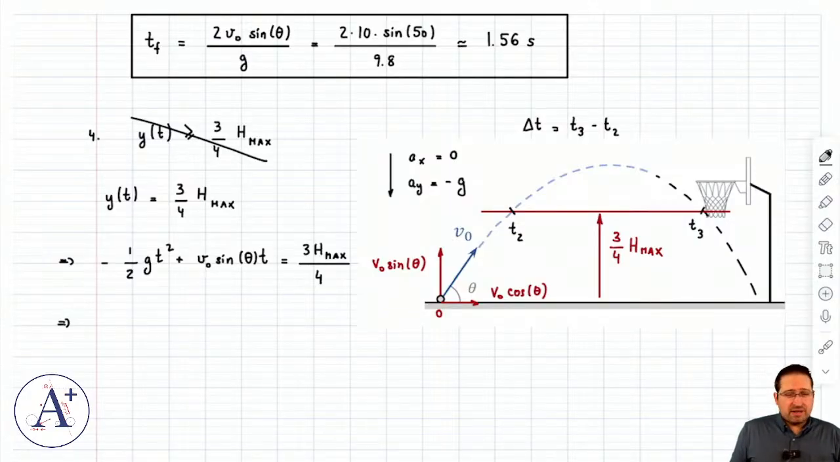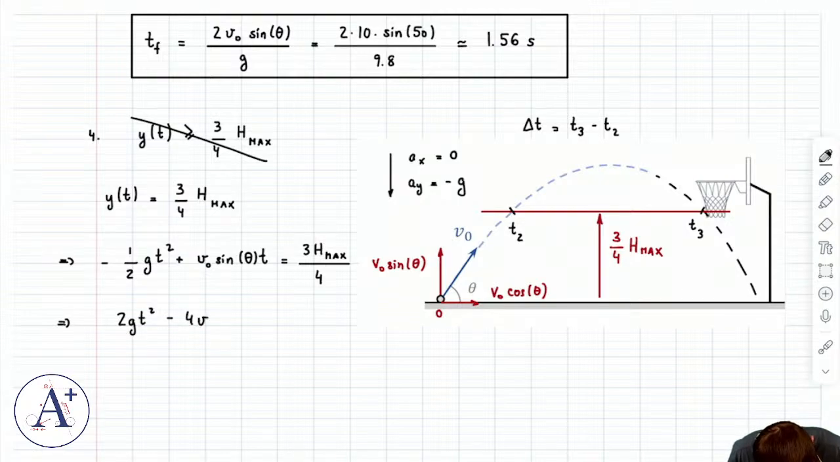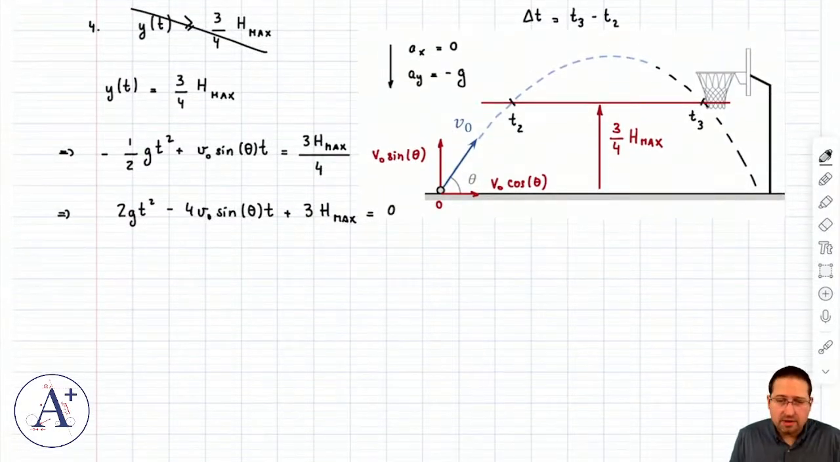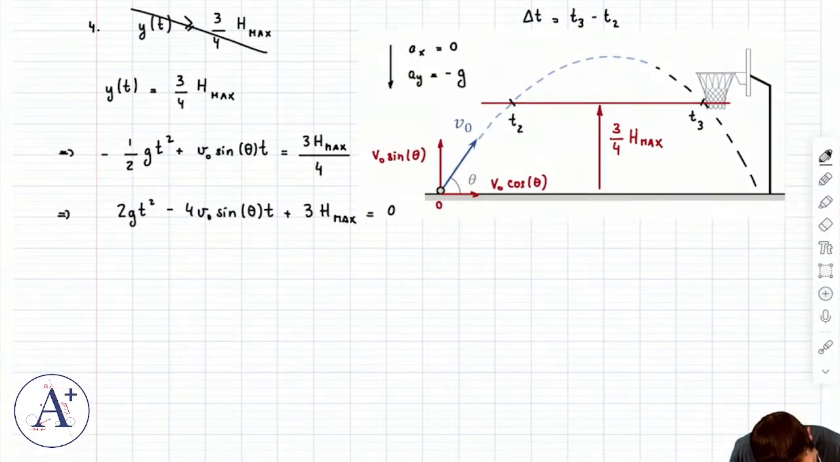Now, I don't like quadratics. I particularly don't like quadratics if there's fractions involved. So let's clean this up. We're going to multiply both sides by 4. That's going to give us 2g t squared minus 4 v0 sine theta t plus 3 h max is equal to 0. But quadratics are fair game, so I need to know how to solve them.